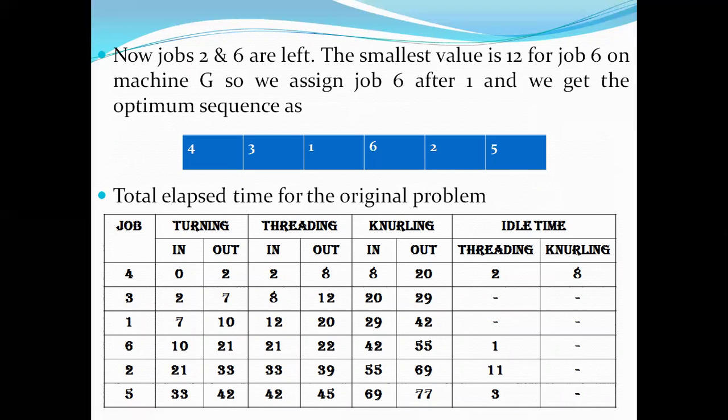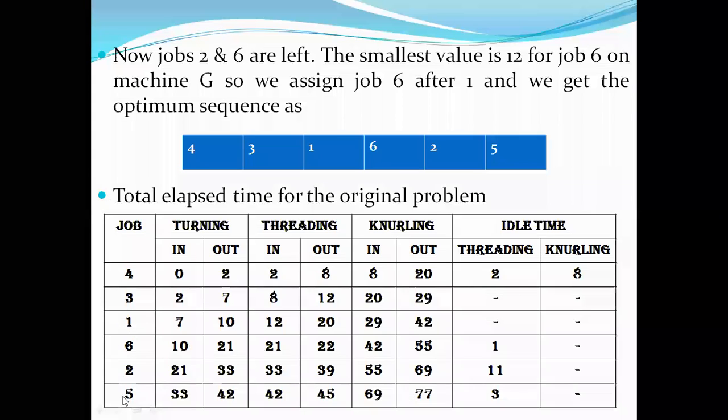Hence, we only have three different kinds of processes: turning, threading, and knurling. Turning is omitted because the condition has not been satisfied. The first condition is satisfied, and related to that the preference will be characterized. So the order of preference we have obtained is 4, 3, 1, 6, 2 and 5. These jobs need to be performed in this sequence.